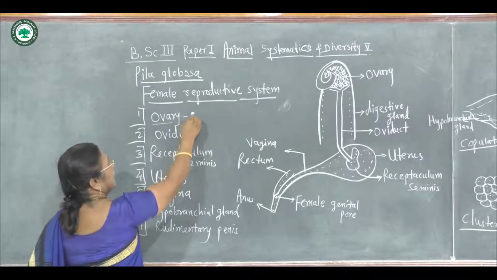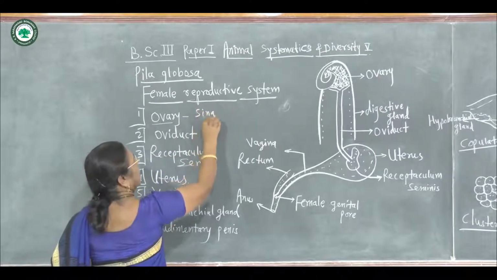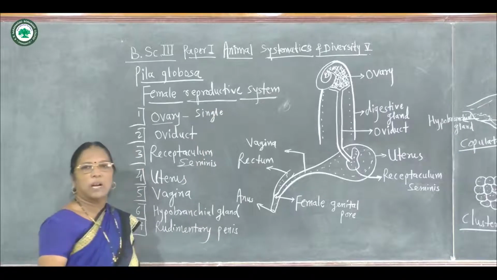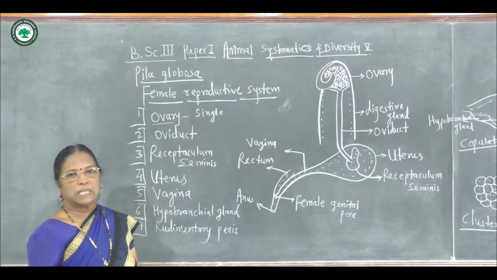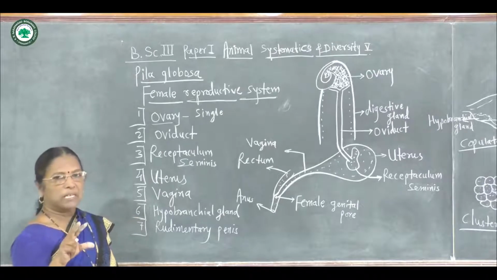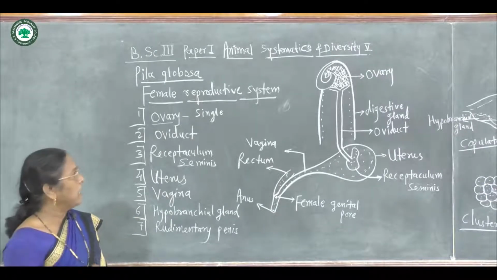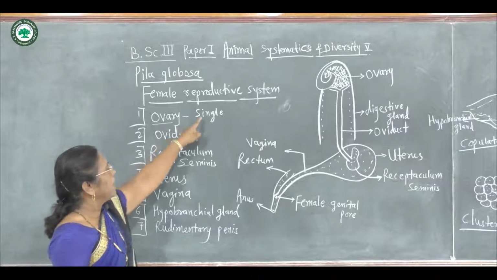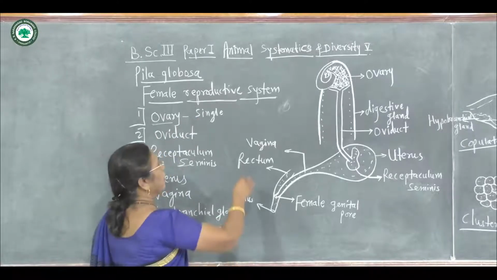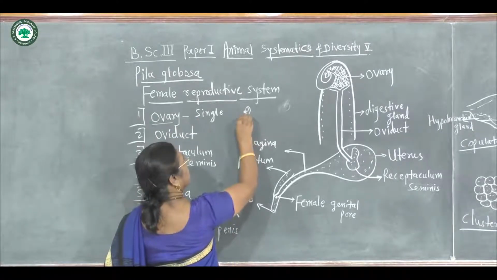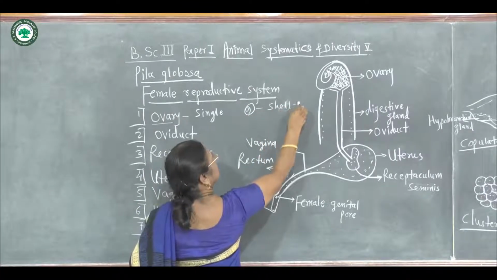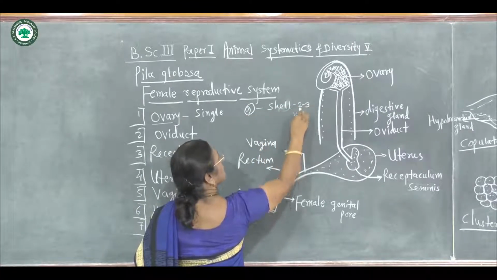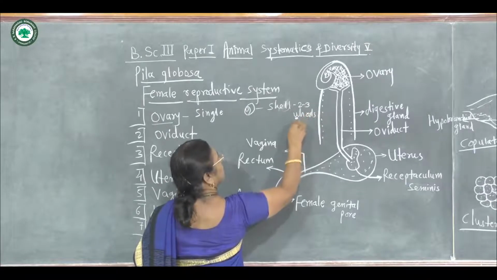In Pila globosa, the ovary is single. It occupies a small part compared to the testis in the male. This single ovary is situated in the first 2 to 3 whorls of the shell.